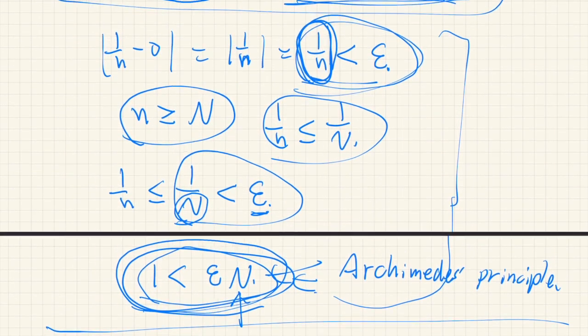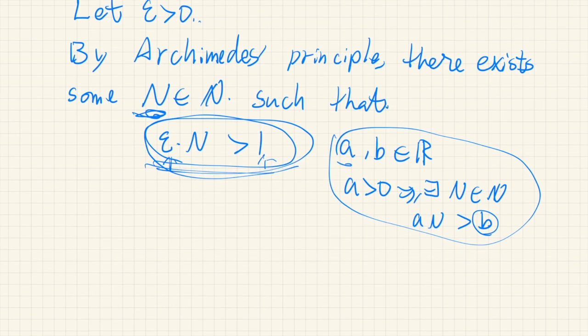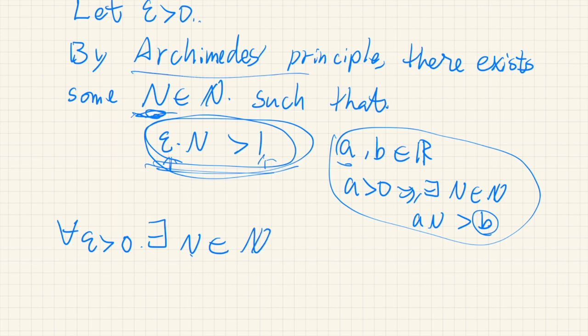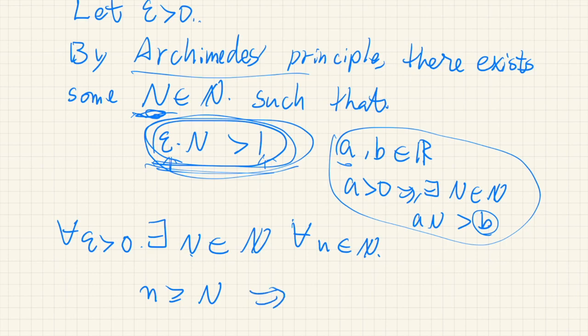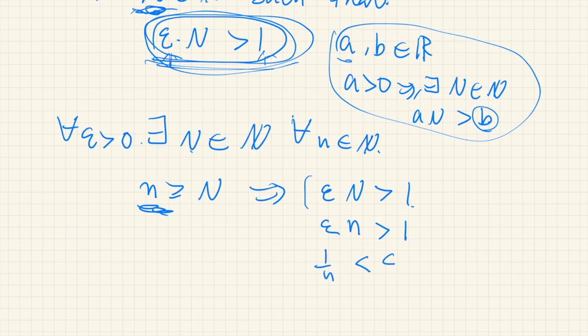So now we can reverse this argument here. So we can always find such a natural number. That means for any epsilon that is positive, there exists some natural number N. This natural number N can be found according to Archimedes' principle. So since this holds, if lowercase n is greater than or equal to this uppercase N, then we always have, since epsilon times N is greater than 1, epsilon times lowercase n is always greater than 1. So that means 1 over n is always less than epsilon.